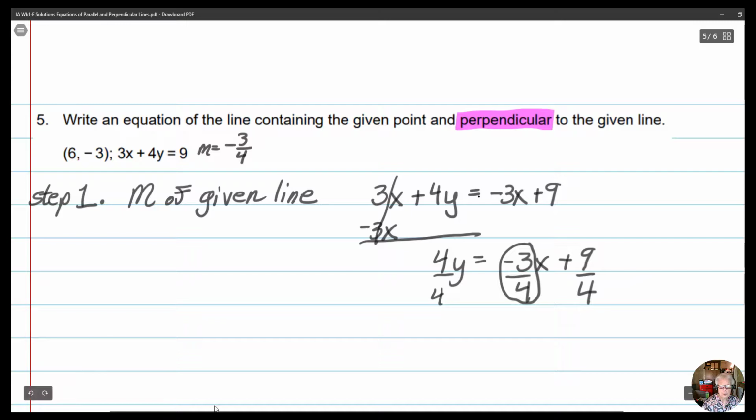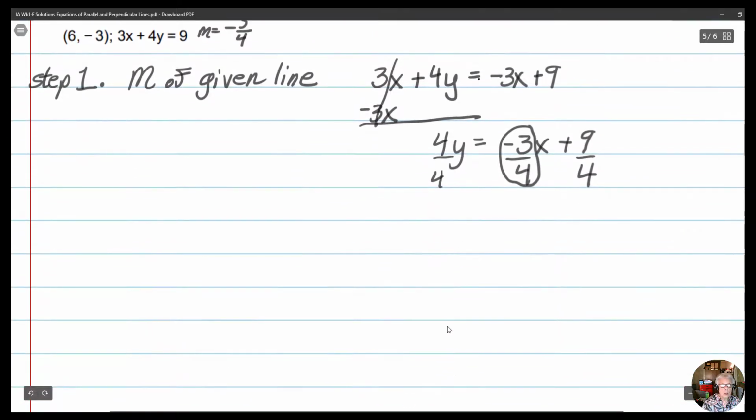Now, step 2. It's already a fraction. So you can kind of skip it. How about given m? I don't want to mess it up.